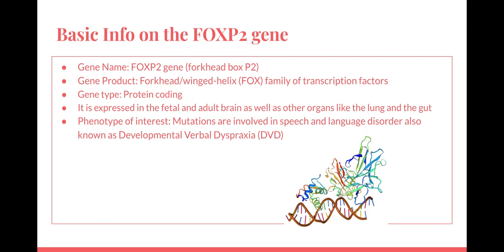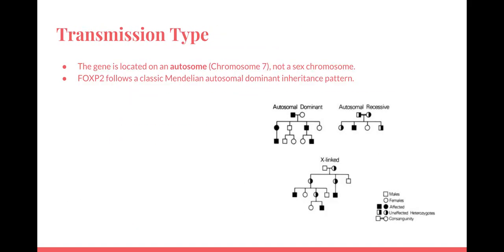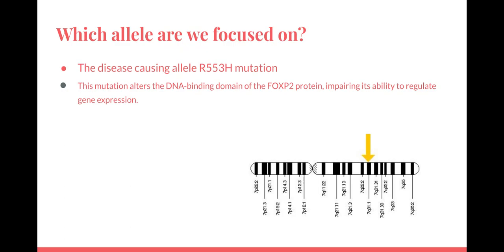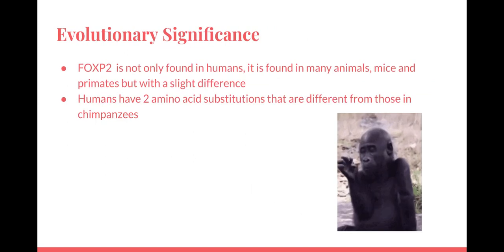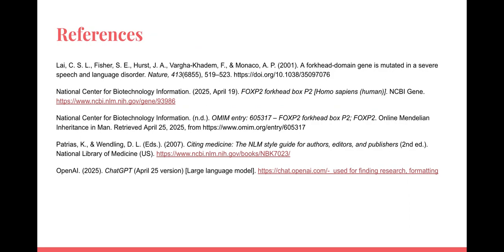The R553H mutation interferes with its DNA binding ability and causes developmental verbal dyspraxia. It is inherited in an autosomal dominant pattern, and finally, its presence in other species and the changes seen in humans give us clues about the evolution of language. Understanding FOXP2 not only helps us diagnose and treat speech disorders, but it also gives us a deeper insight into what makes us human, our ability to communicate with language.